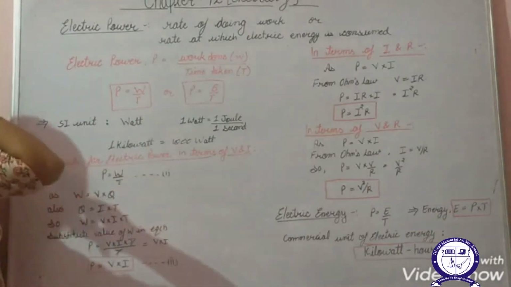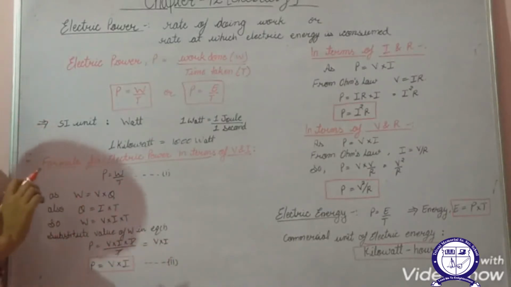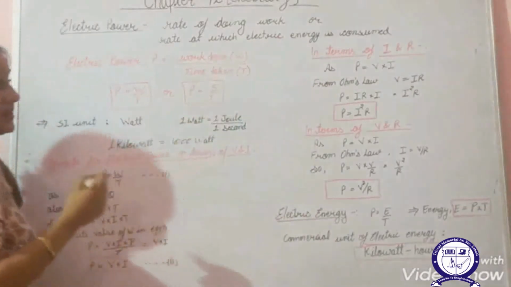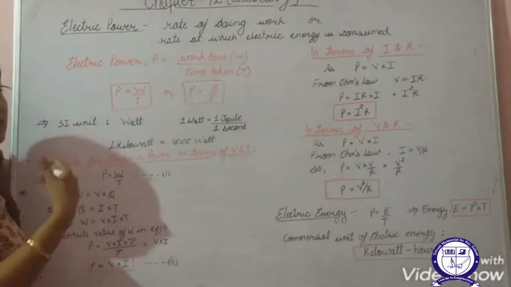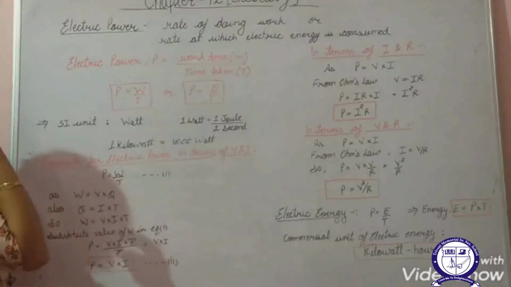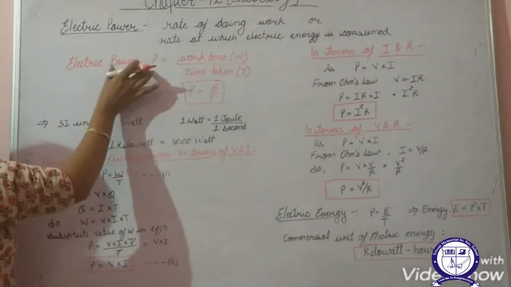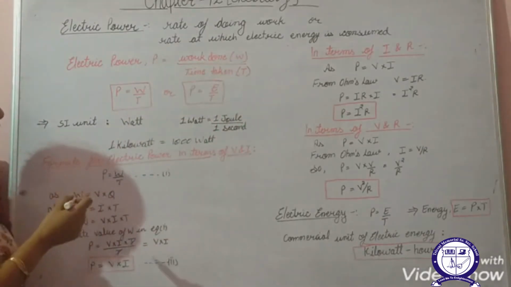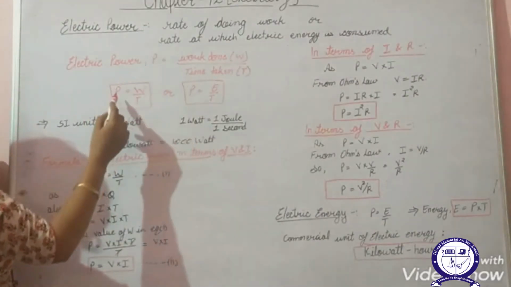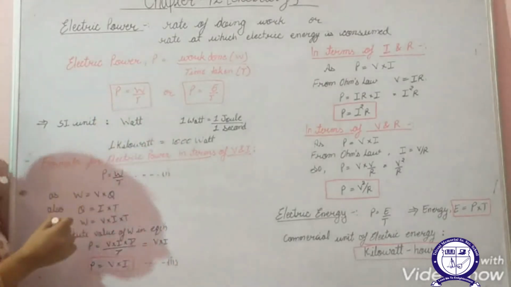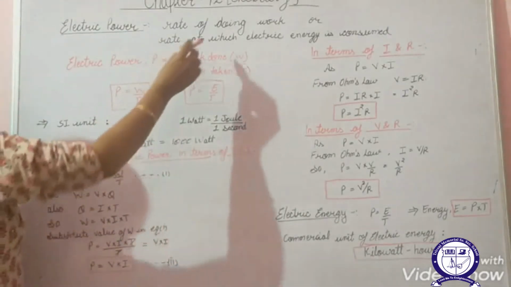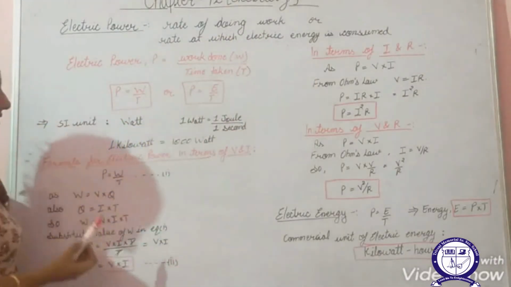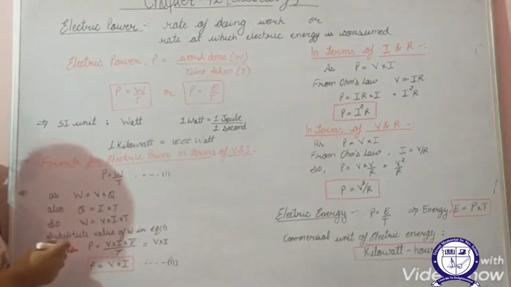Now we can define electric power in terms of electric energy also, that it is defined as the rate at which electric energy is consumed, either the amount of work done or the amount of energy consumed. Mathematically we can represent electric power P as work done W divided by time taken. So we get the formula for power, that is P is equal to W by T, or if we want to represent it in terms of energy, we can represent P as E by T.